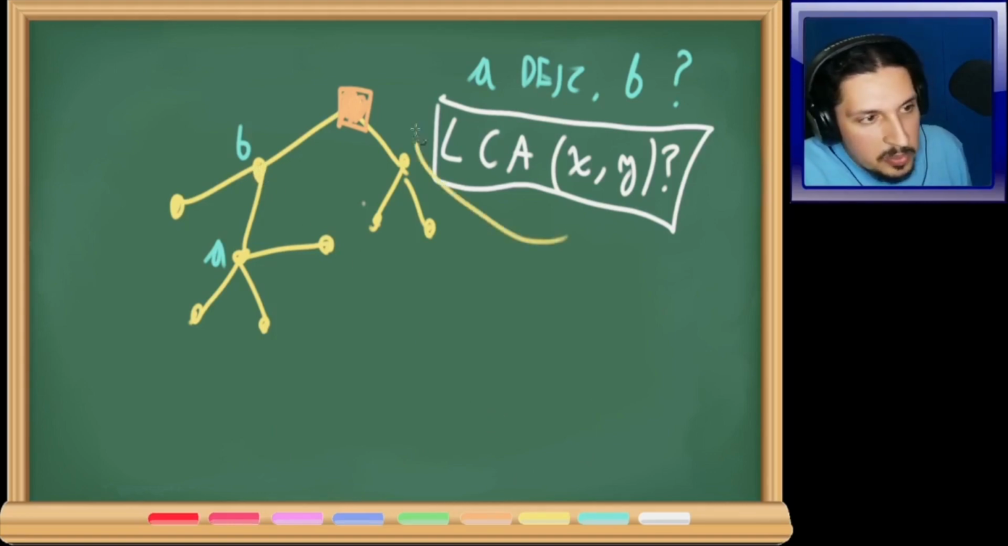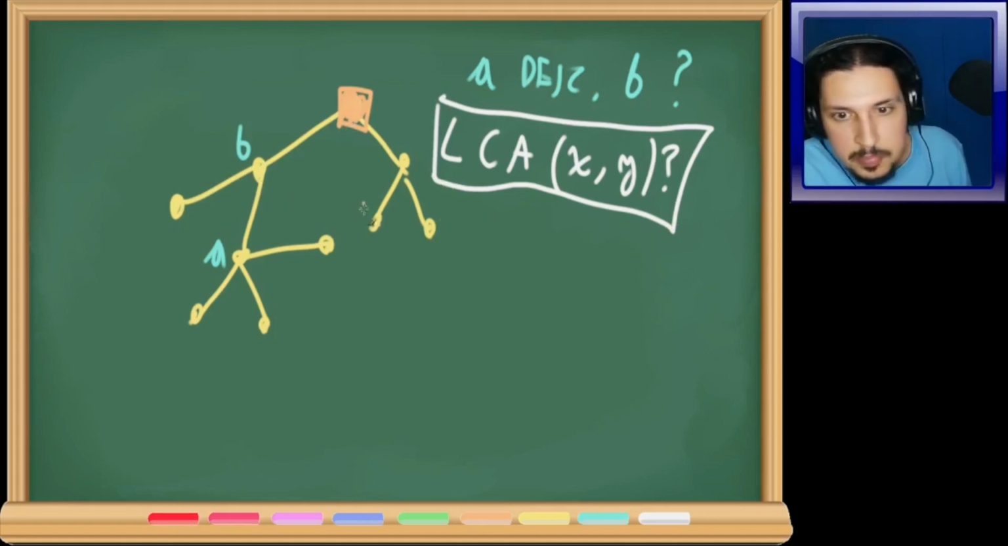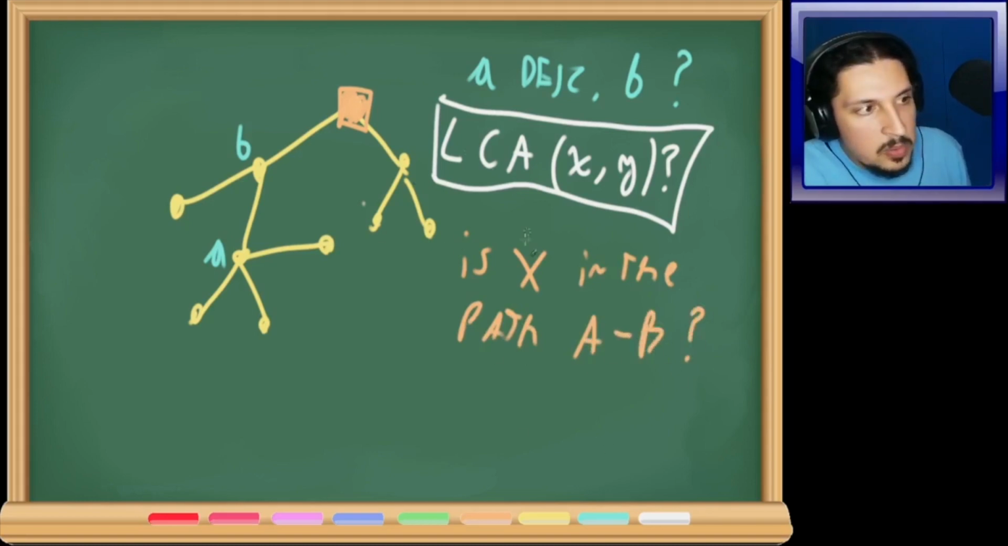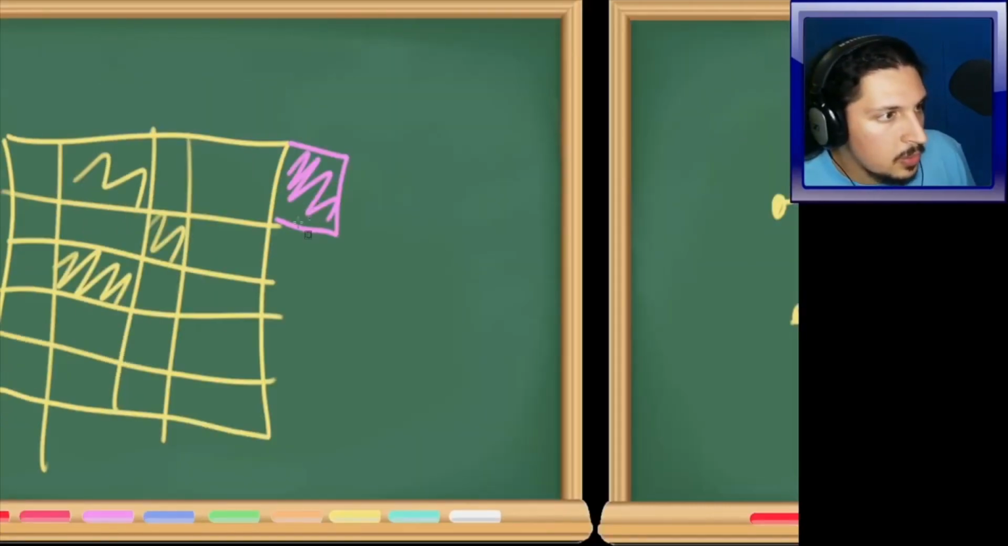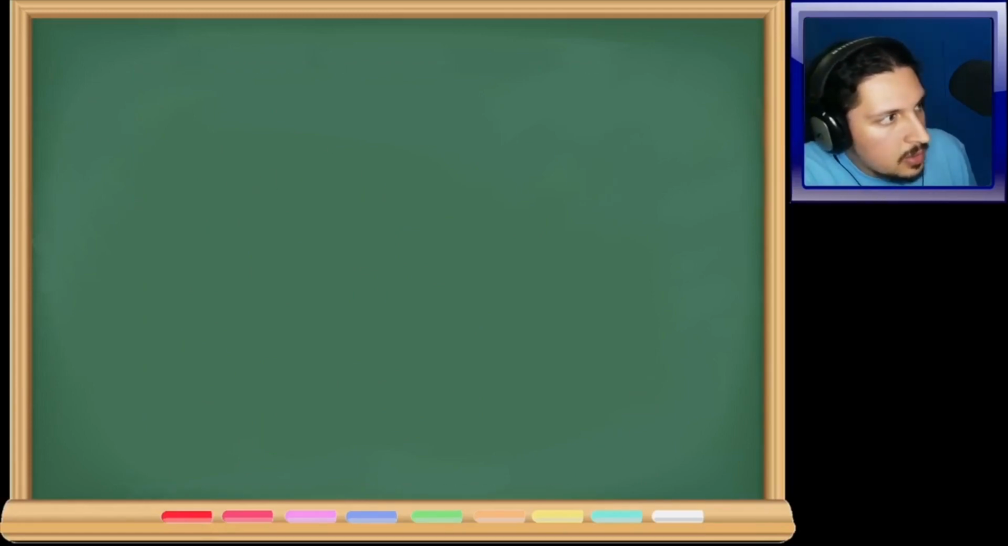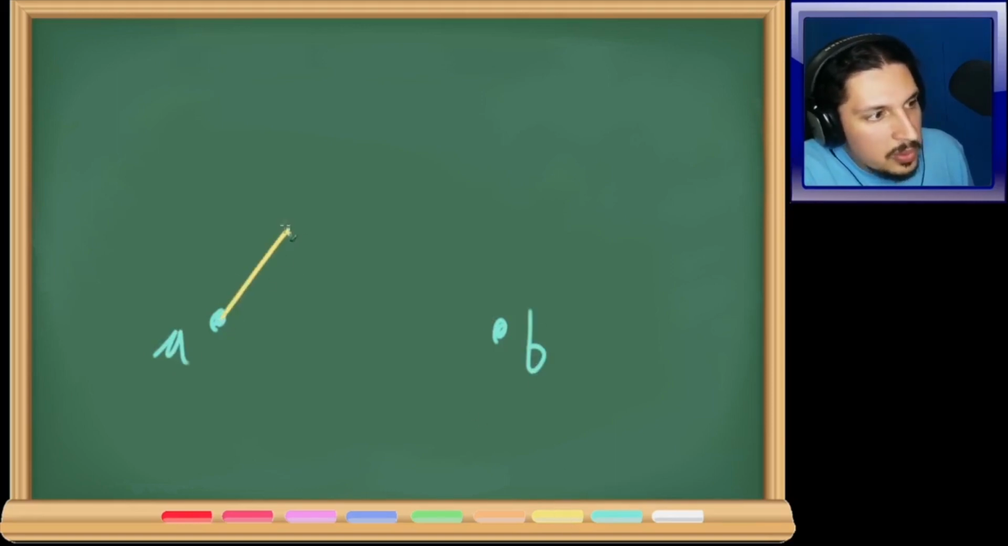Let's suppose that we want to compute LCAs. No, okay, first let's solve this one. We want to solve the query: is X in the path from A to B? Since there is an underlying tree, even if we don't know it, for every two nodes there is a single path between them. For any two nodes that we can imagine, A and B, we don't know what the actual tree is, but the drawing will look something like this.